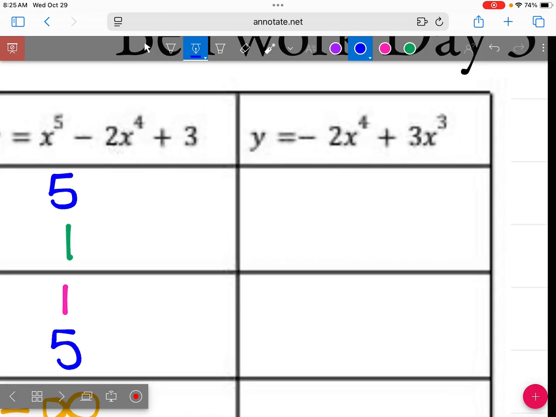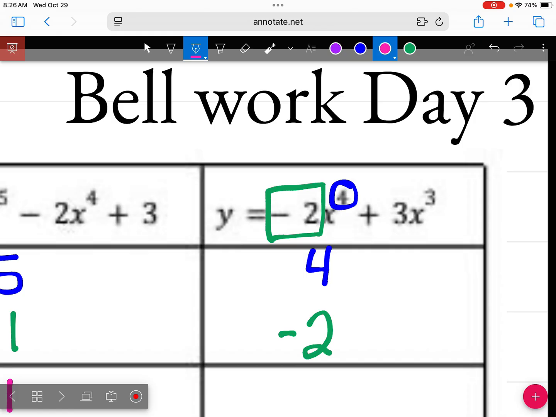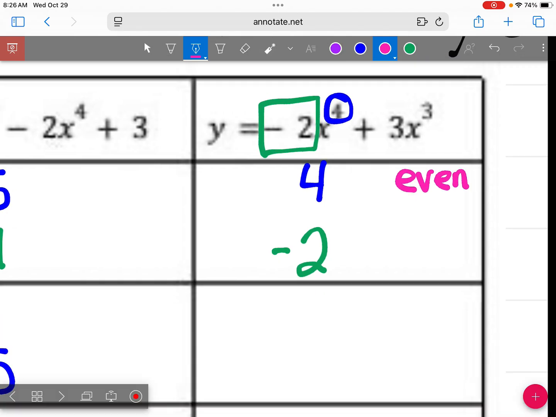What is our degree? 4. It's our biggest exponent. What is our leading coefficient? -2. It's the number in front of that term. So is this one even or odd? Even. Our degree is what we look at for that part. So is it positive or negative? Negative. So we're looking at an even negative function here.